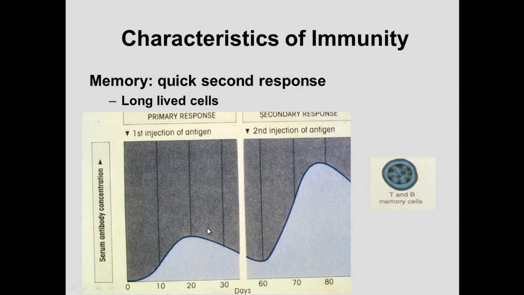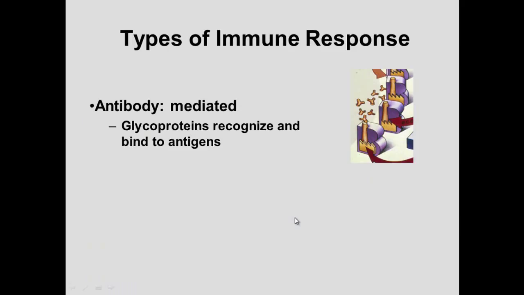It also has a quick response. The first response is small and not so quick. But the second time you're injected with the same antigen, it has a quick response, as indicated here in the serum concentration of antibodies. The main players here are the T lymphocytes, which kill things, and the B lymphocytes, which make plasma cells that make antibodies.